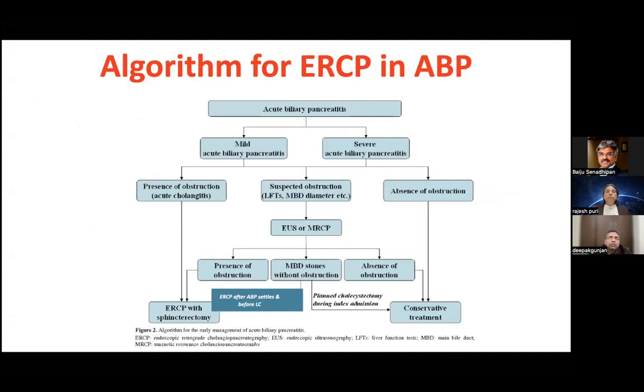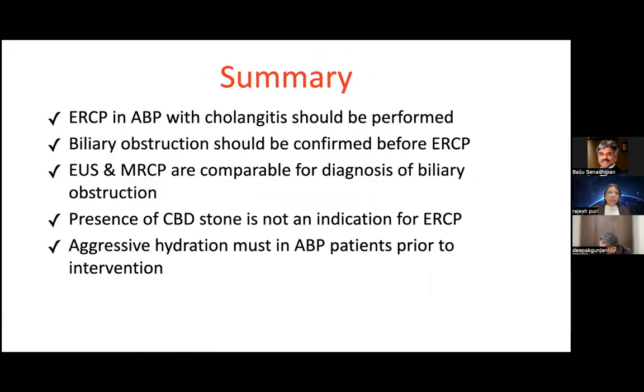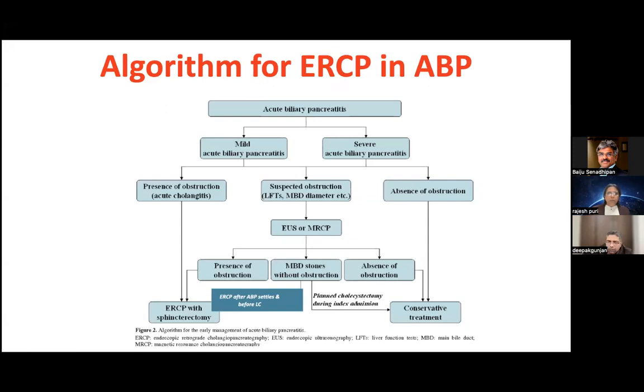So this is my last slide about acute biliary pancreatitis. As I said, 80% of patients have a mild pancreatitis. If there is an obstruction, if there is acute cholangitis, it is better to do the ERCP and do the sphincterotomy.